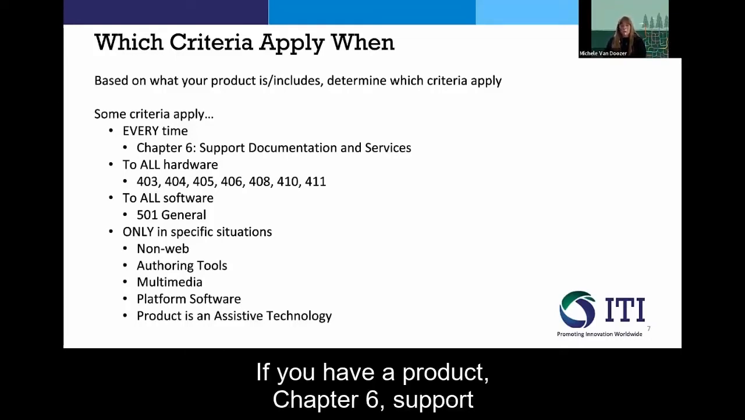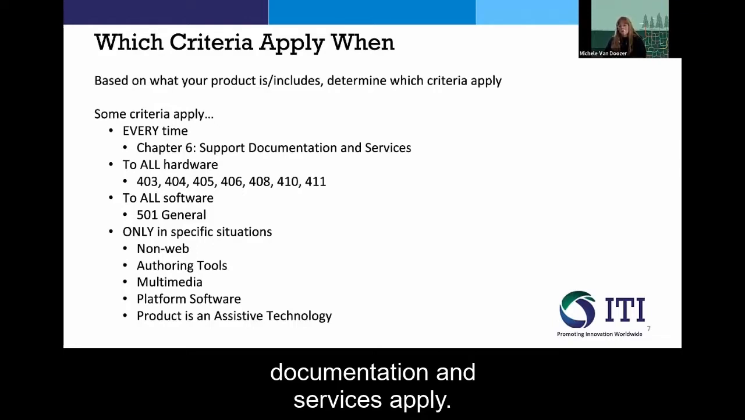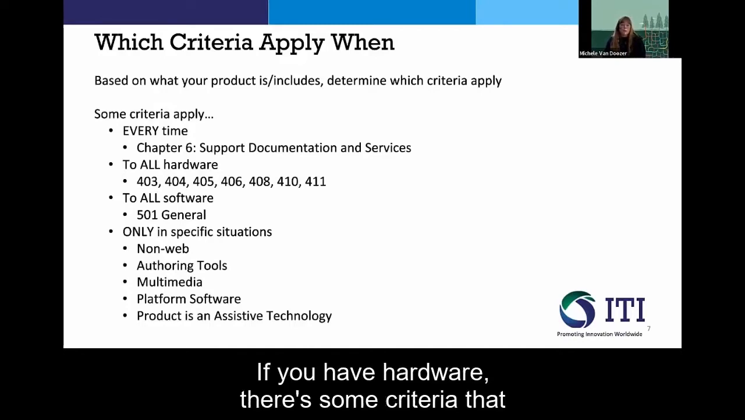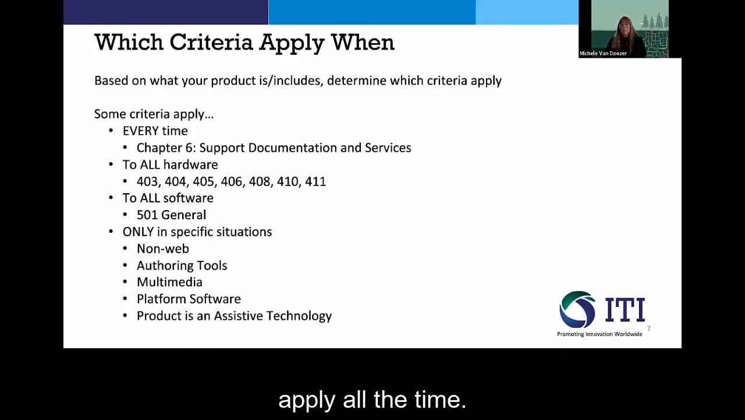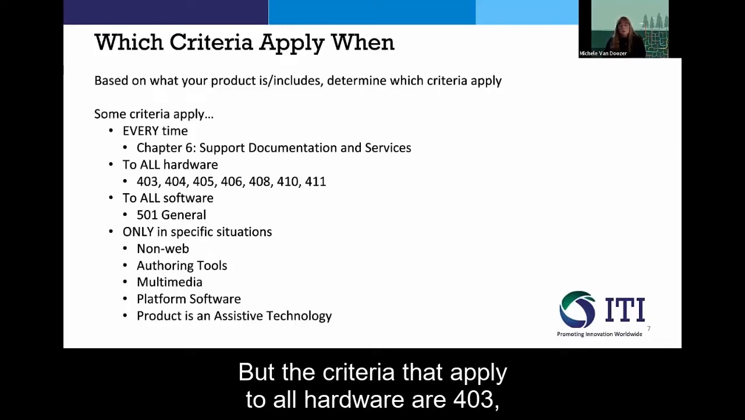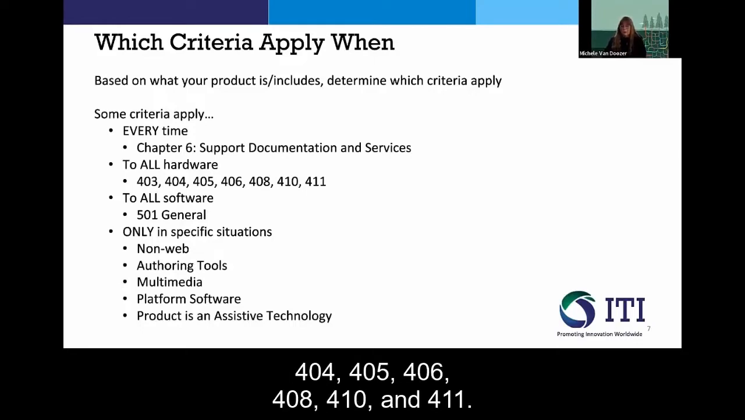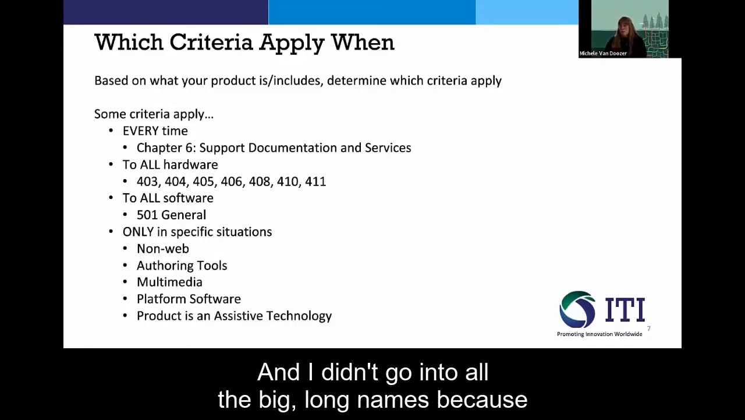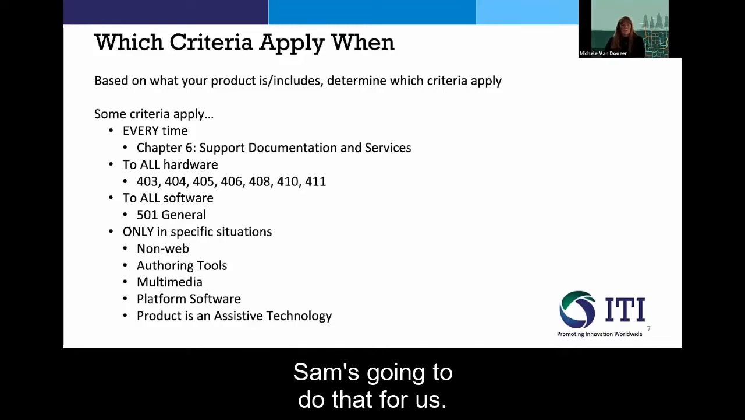If you have a product, Chapter 6, support documentation and services, apply. Don't skip it. Your docs have to be accessible. Your support has to be accessible. If you have hardware, there's some criteria that apply all the time, and Sam's going to go into more detail on that. But the criteria that apply to all hardware are 403, 404, 405, 406, 408, 410, and 411. And I didn't go into all the big long names because Sam's going to do that for us.